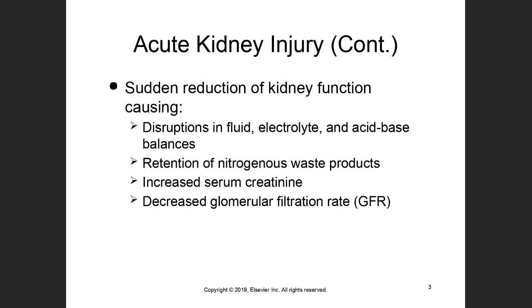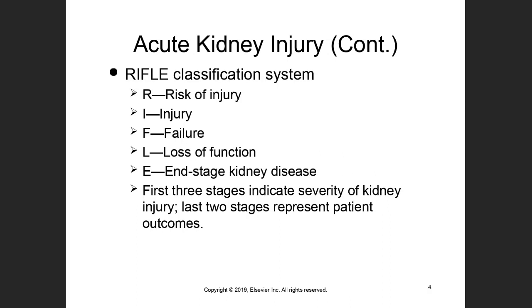Sudden reduction of the kidney function causing disruption in fluid, then you're gonna have problem in the electrolyte, acid and base. Decreased glomerular filtration rate, retention of nitrogenous waste product. When you retain nitrogenous waste product, then you increase BUN and creatinine. And we have the RIFLE classification system. The RIFLE classification: R is risk of injury, I injury, F failure, L loss of function, and E is the end stage kidney disease.